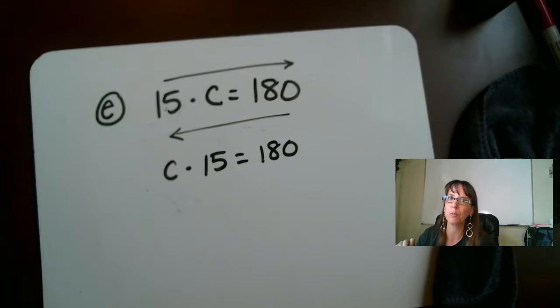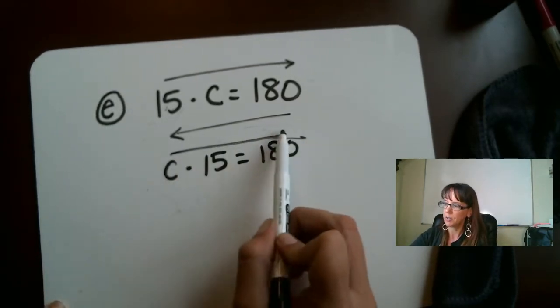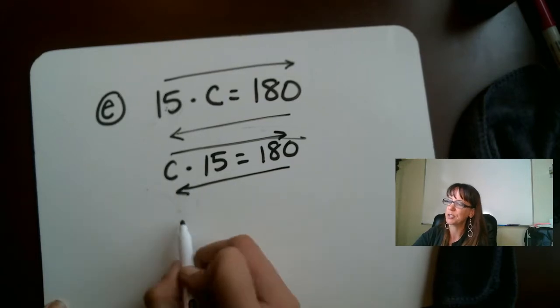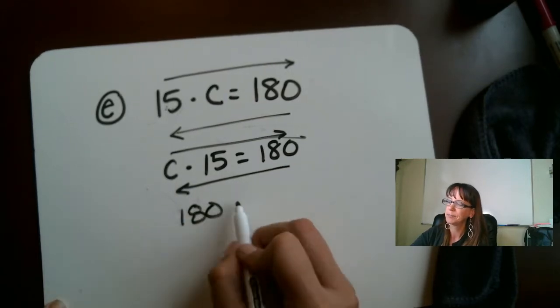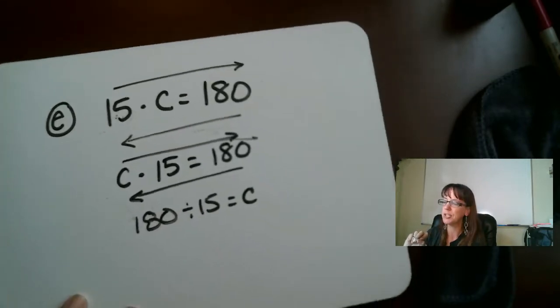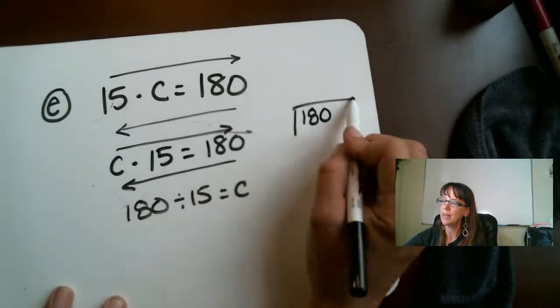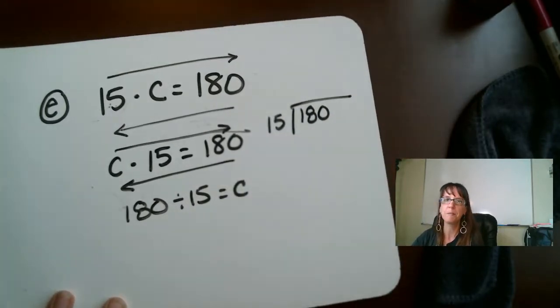Any order we can multiply in, right? Now, we multiply in this direction. We divide in this direction, which means we have 180 divided by 15 equals C. That definitely looks like something we can do. If it's at the beginning, it goes under our table. So we're going to do 180 divided by 15.